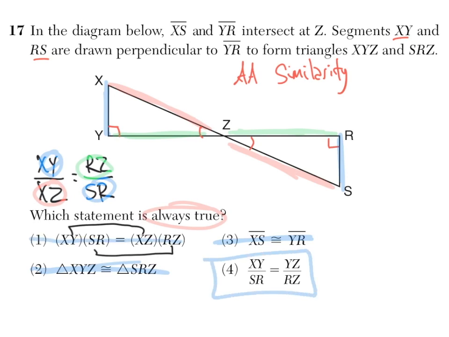And let's take a look at this a little bit further. I can see that it says XY over SR. So XY is what? So we've got blue over blue equals YZ, which is green, right here, right? Equals green over RZ. Green over green. So it's, once again, short side over short side equals long side over long side. This is similar. This is an appropriate proportion. 4 is the correct answer.